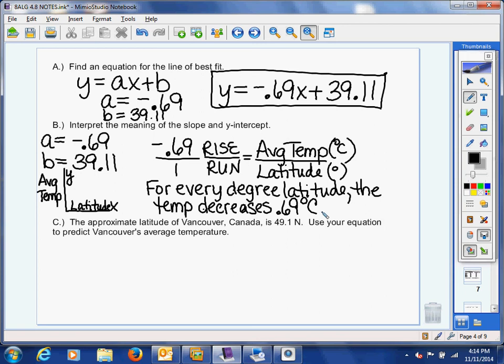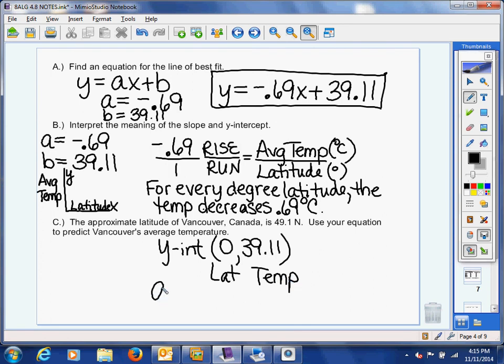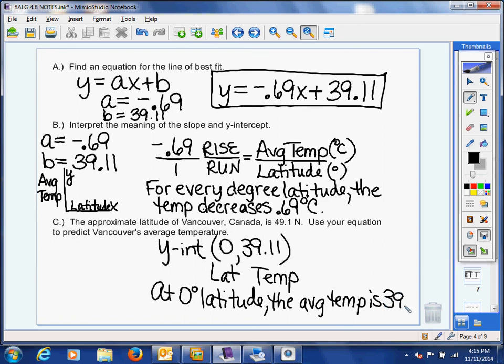Now let's move on to the y-intercept. And remember, our y-intercept is going to be (0, 39.11). And 0 is our x-axis, and that's latitude. And then 39.11 is going to be temperature. So the interpretation of this is that at 0 degrees latitude, the average temperature is 39.11. That's how you interpret the y-intercept in this particular case.